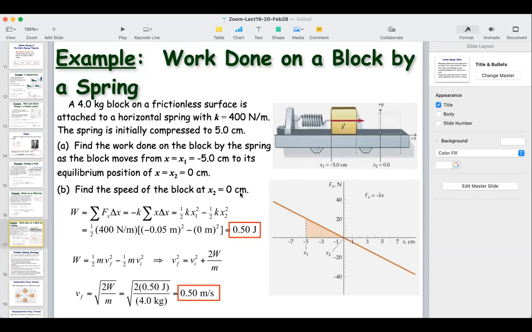Okay, so it might be scary at the beginning, but let's see what we need to do. So we have a 4 kilogram block, so we know the mass of this block. We know that it's frictionless, so this is easier. Then we know K, 400 Newton per meter. And we know that the spring is, but we didn't define this.